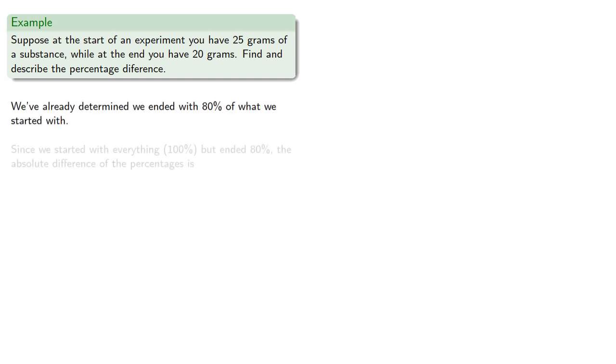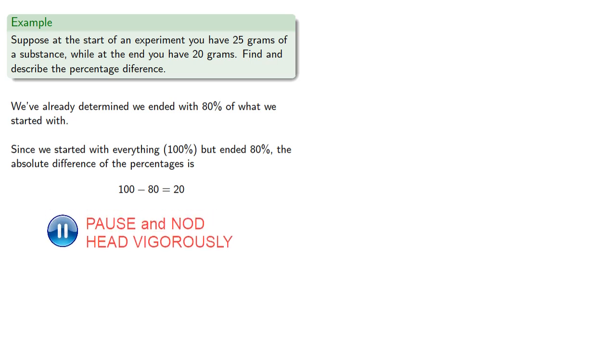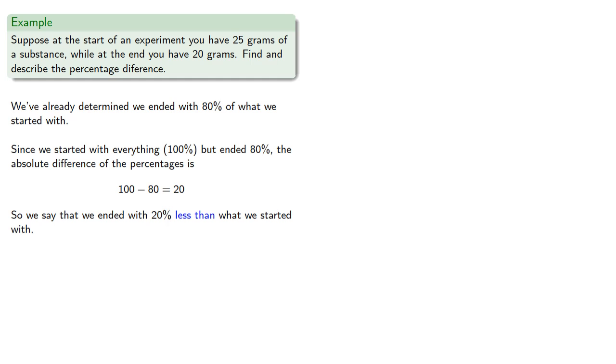So again, let's take our same experiment. We've already determined that we ended with 80% of what we started with. Since we started with everything, 100%, but ended with 80%, the absolute difference of the percentages is 20. So we can say that we ended with 20% less than what we started with.